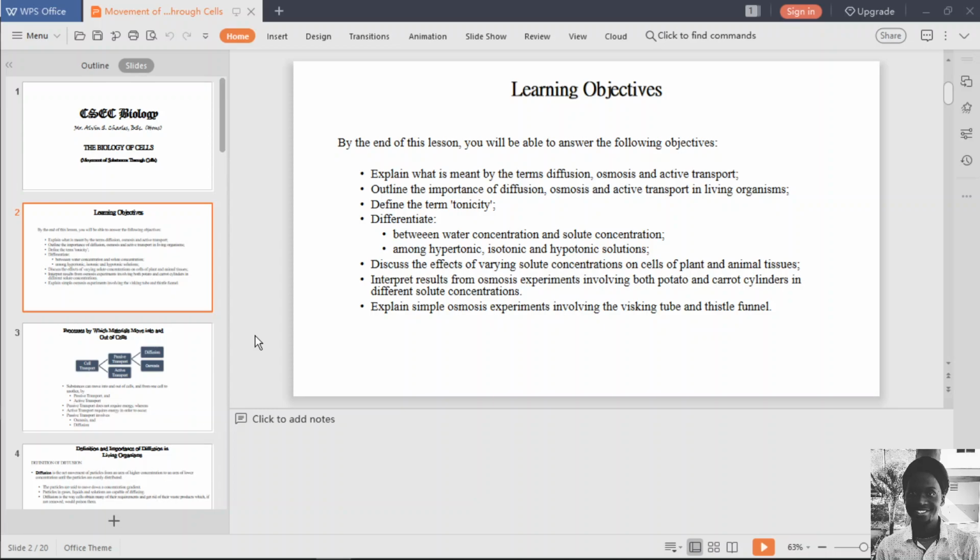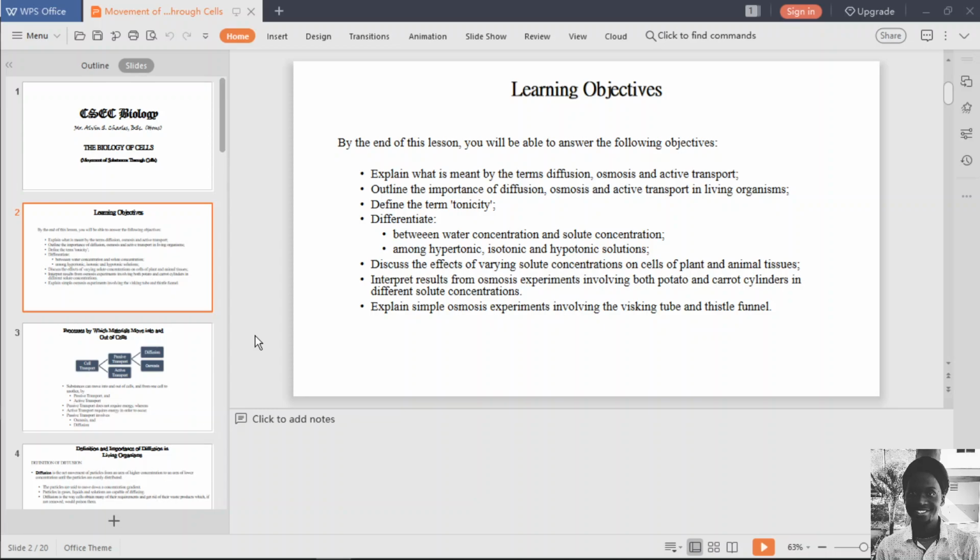Explain what is meant by the terms diffusion, osmosis, and active transport. Outline the importance of diffusion, osmosis, and active transport in living organisms. Define tonicity. Differentiate between water concentration and solid concentration. Differentiate among hypertonic, isotonic, and hypotonic solutions.